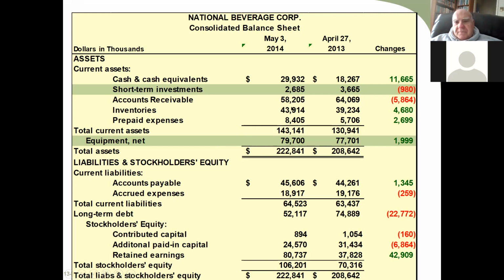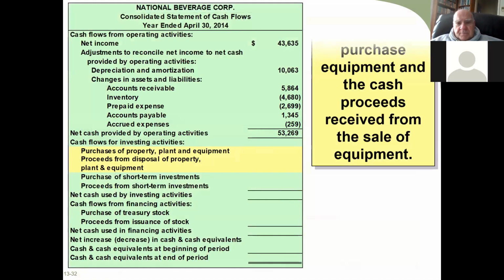So let's see what we have here. Short-term investments went down and equipment went up. You are not going to take that difference and bring it over to the cash flow, because with investing and financing cash flow, you have to show the detail by going into the general ledger and what I call pick the bones. We have a short-term investment that changed by 980 and equipment by just about 2 million the other way. Okay, so let's see what we have here.